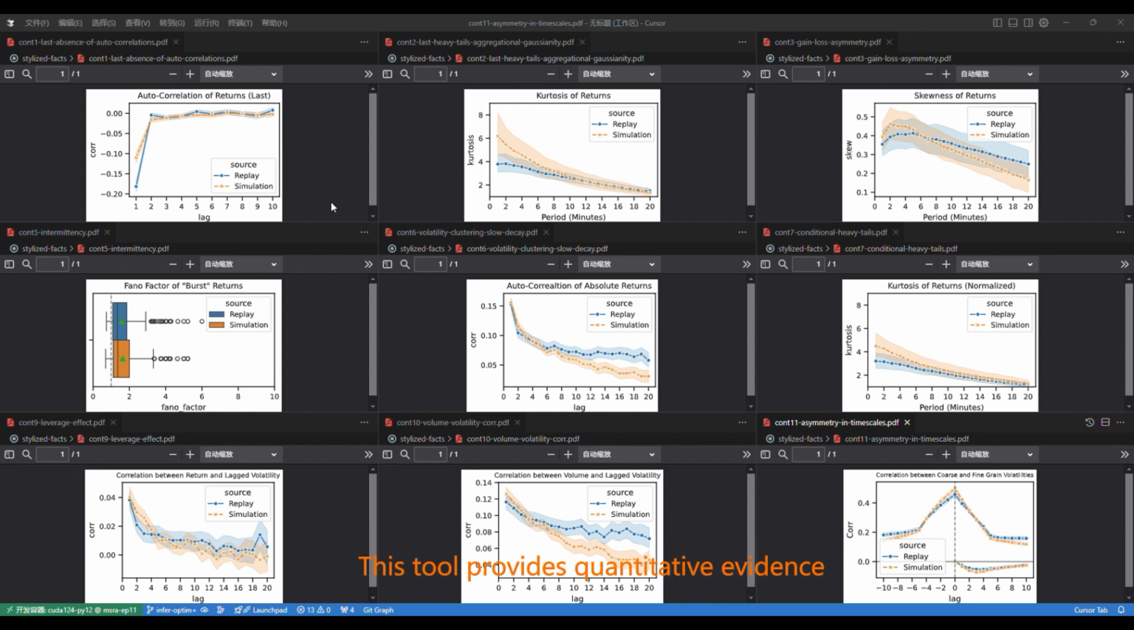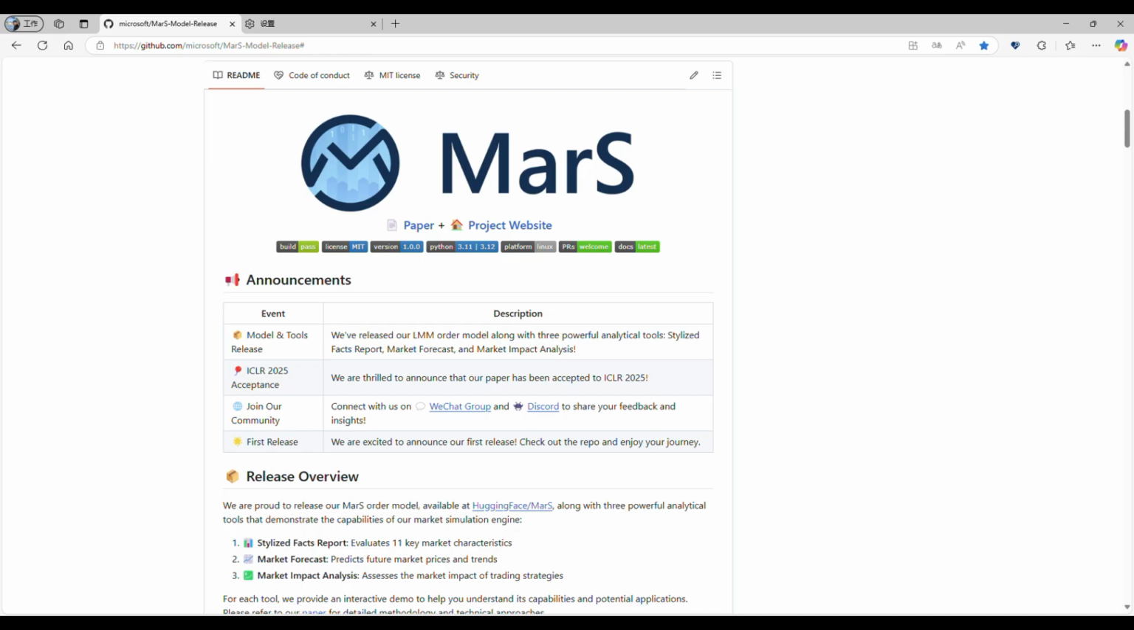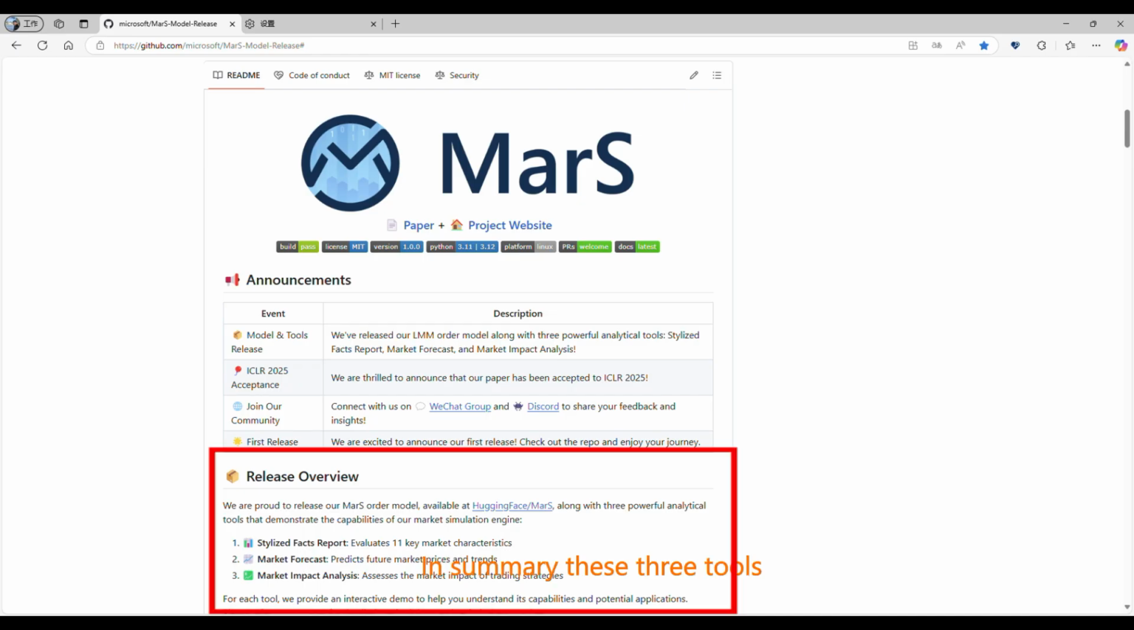This tool provides quantitative evidence that our simulation engine captures the essential statistical texture of real financial markets, building confidence in its outputs. Performing this analysis requires access to appropriate historical order level data for the market being simulated. In summary, these three tools highlight how MarS can be applied for predictive exploration, strategy assessment, and rigorous validation. They represent a powerful, simulation-driven approach to financial market analysis, grounded in generative AI.